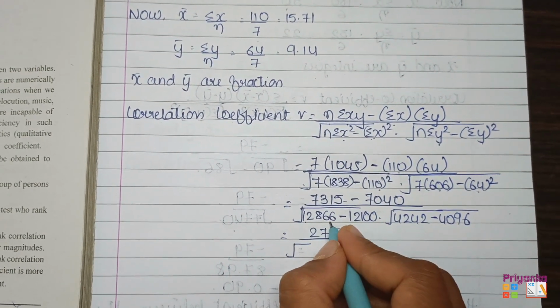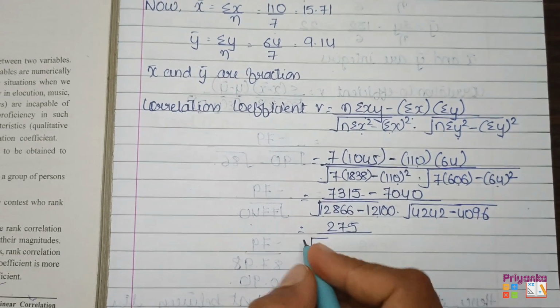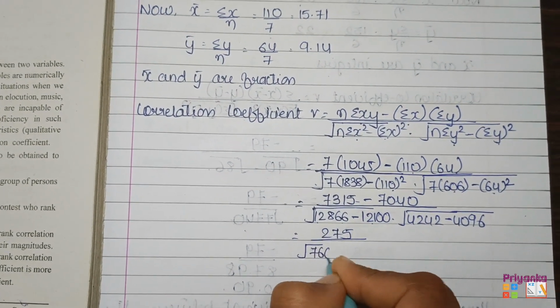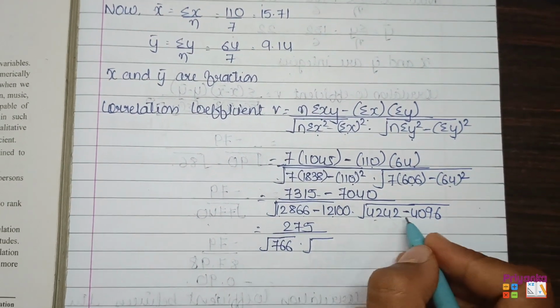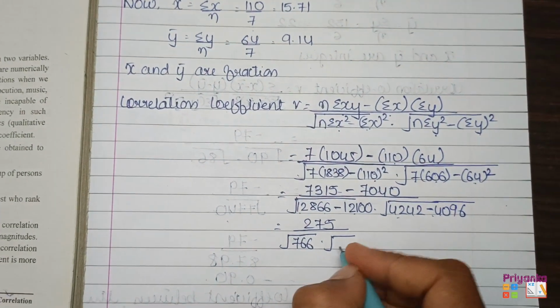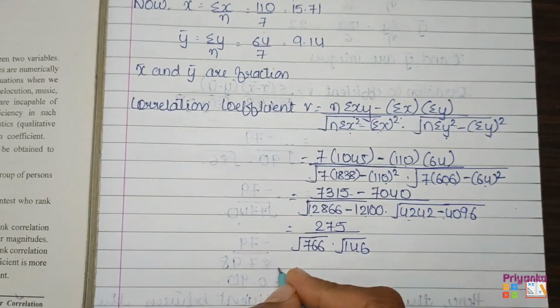For 12866 minus 12100, you will get 766. Then 4242 minus 4096, you will get 146.